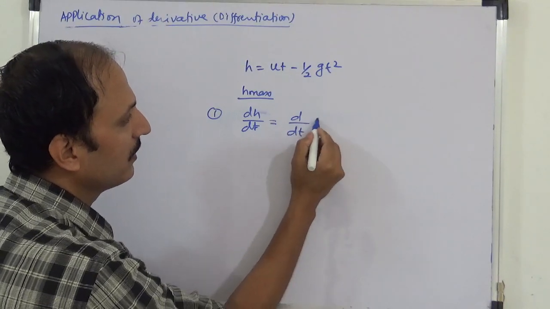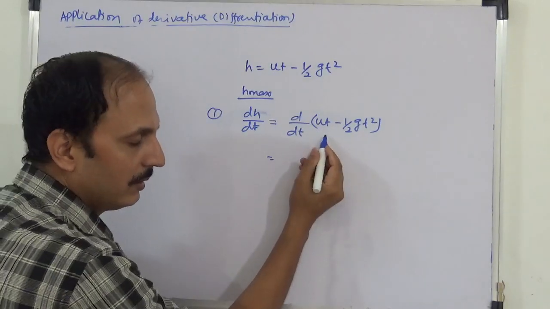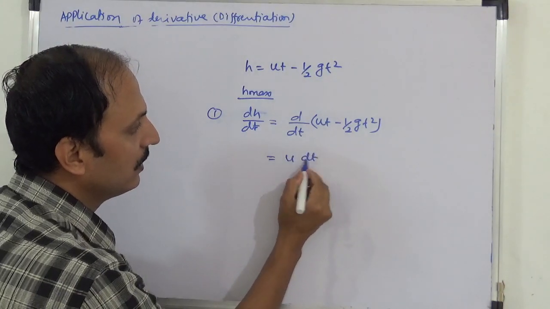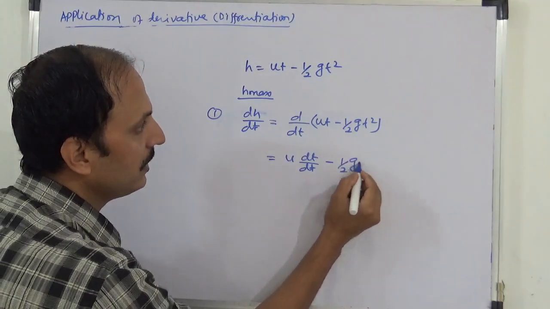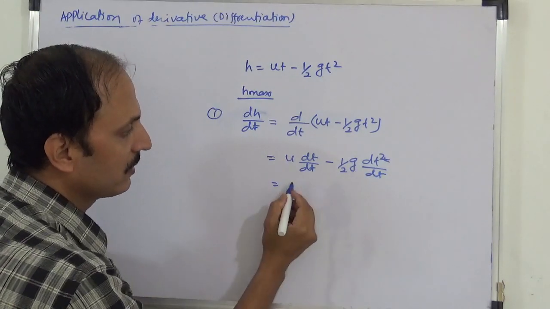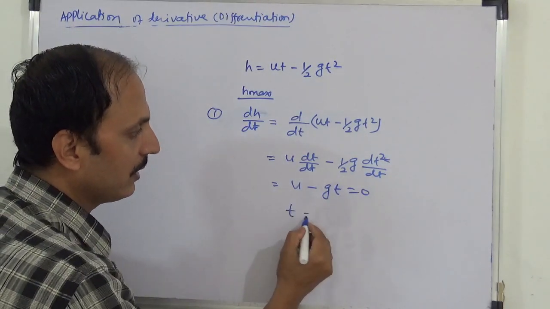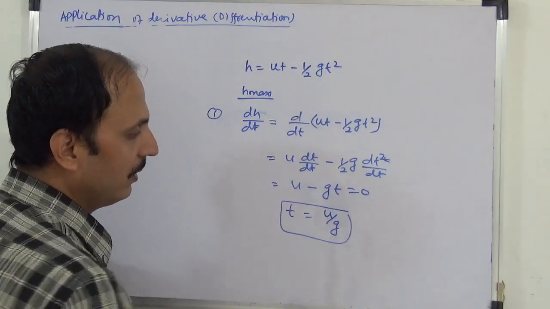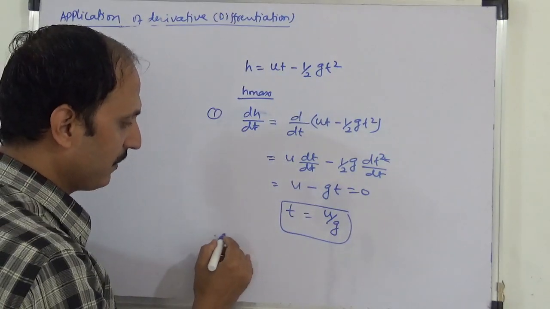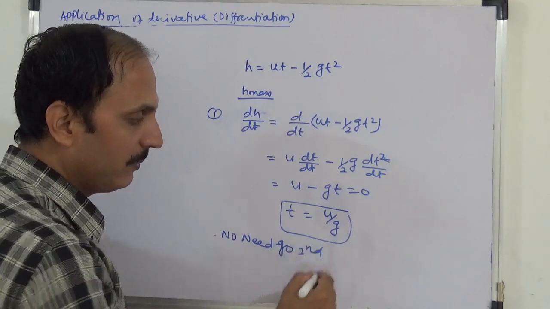let me write the whole thing, if anyone doesn't understand: ut minus half gt square. It's a subtraction, so get inside: this is u dt by dt minus half g dt square by dt. Again g is constant, so it comes outside, half is constant, so u minus gt equal to 0. So t comes out as u by g. Here only one value is coming, so no need to go for the second step. Why? Because it's only one value.